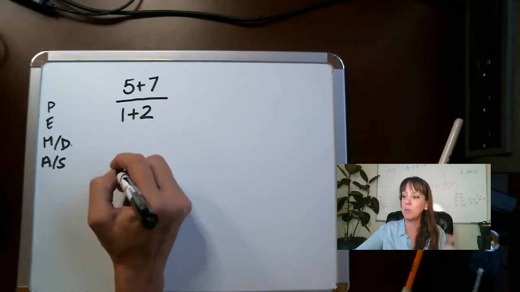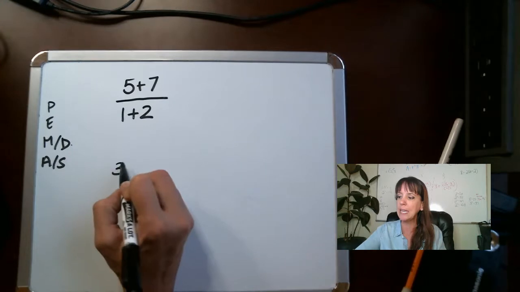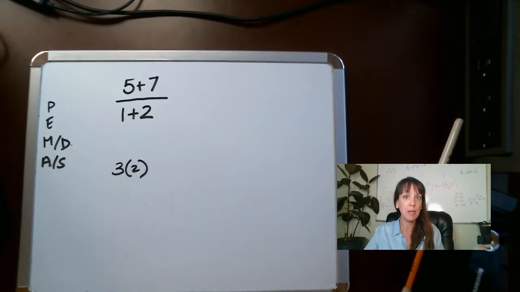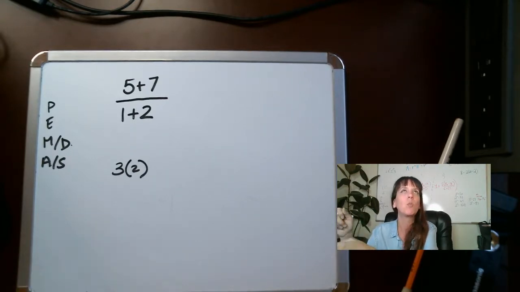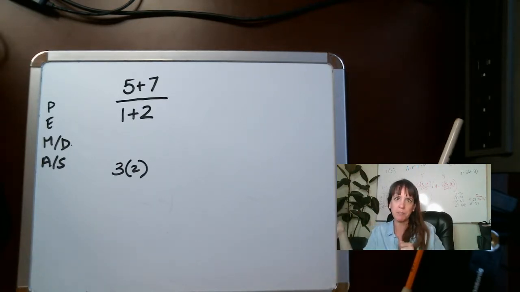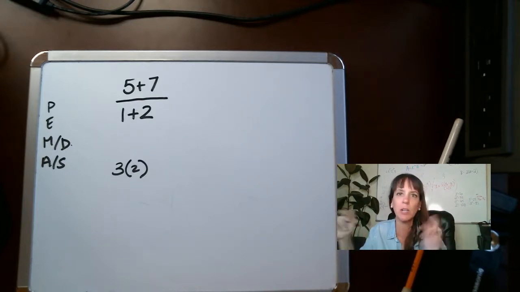The other reason why I don't like calling it parentheses is that parentheses can signify a bunch of different things. They can signify multiplication, right? So we have 3 times 2 written with parentheses. And when you're looking at order of operations, we're not saying, hey, do these parentheses first. We're saying that's just a multiplication problem. Math likes to be confusing. This is why I don't want to call it parentheses.